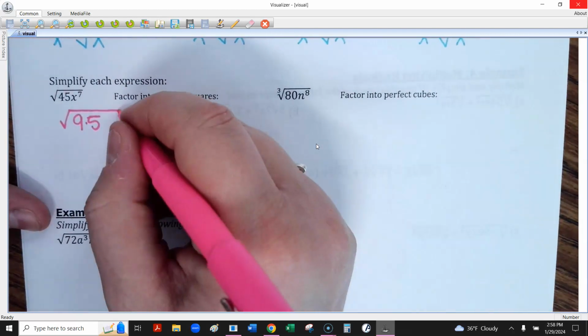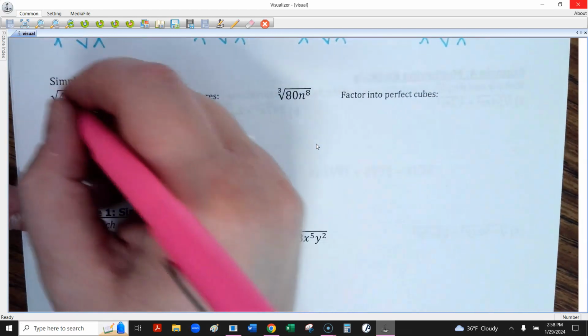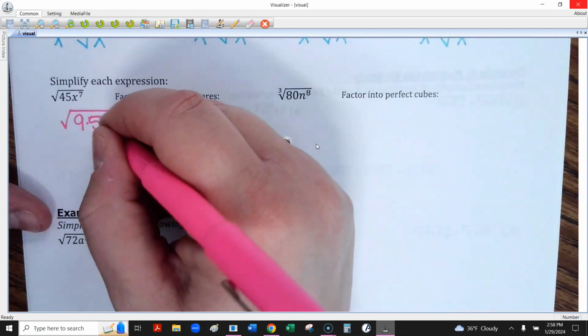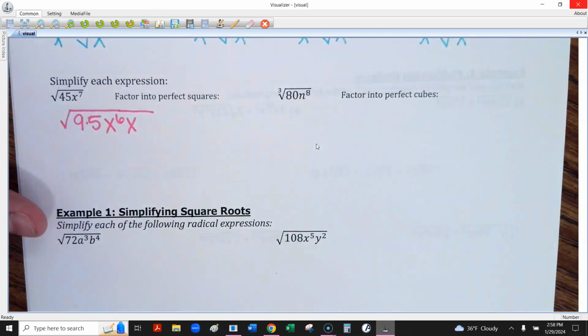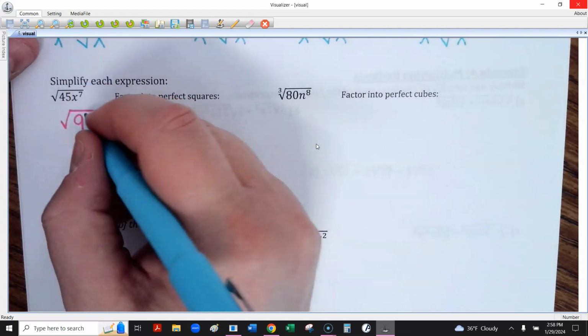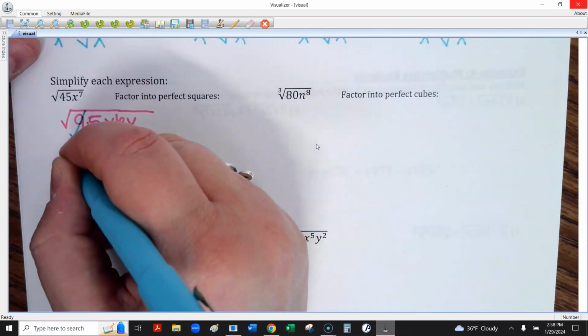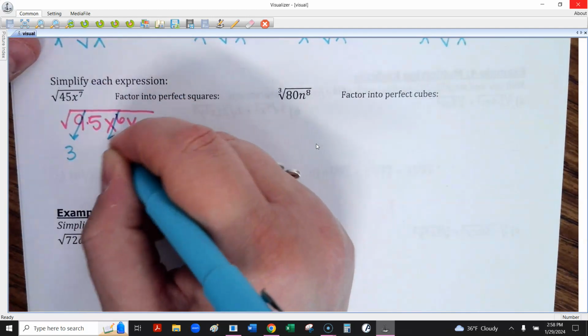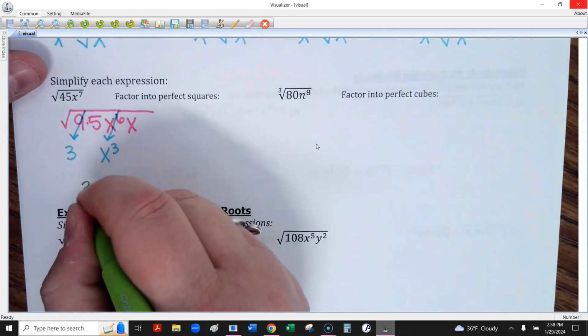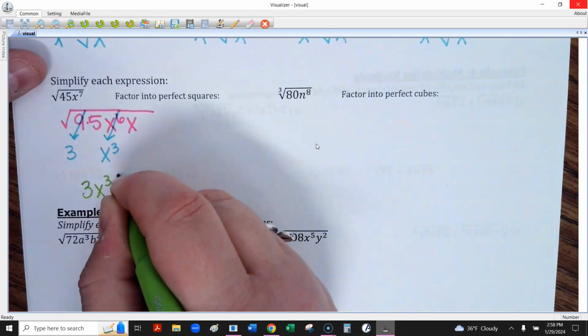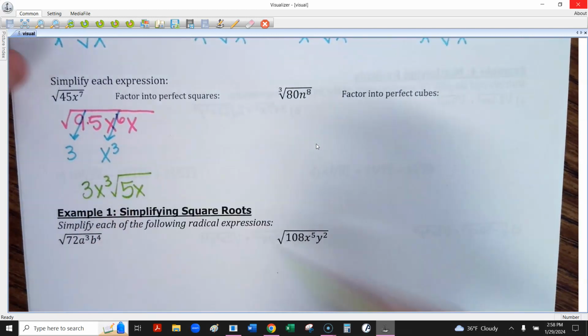For the variable, I'm going to get the biggest number up to 7 that would be divisible by 2. So 6 and 1 is how I would break that apart. If you have an even exponent under a square root, you've got a perfect square. So let's take out the perfect square. Square root of 9 is 3. Square root of x to the 6th is x cubed. So then out in front, we'd have 3x cubed, and left under the square root, we would have the 5x.